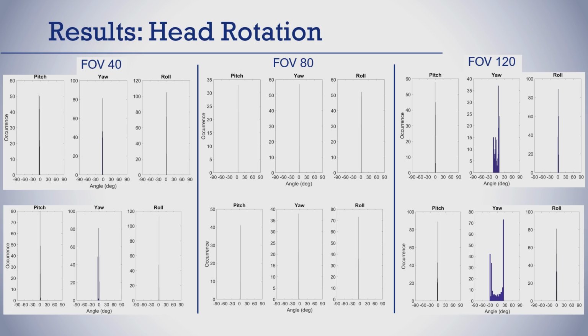And as you can see, with smaller field of view, we have no rotation because people don't have to rotate the head to see what they want to see in their field of view. While with 120 degrees, there is a small, limited rotation of the head, which is higher in the case of longer time. This is with short time, and this is with longer time. In this case, these two peaks you see are because people scan the scene from side to side.